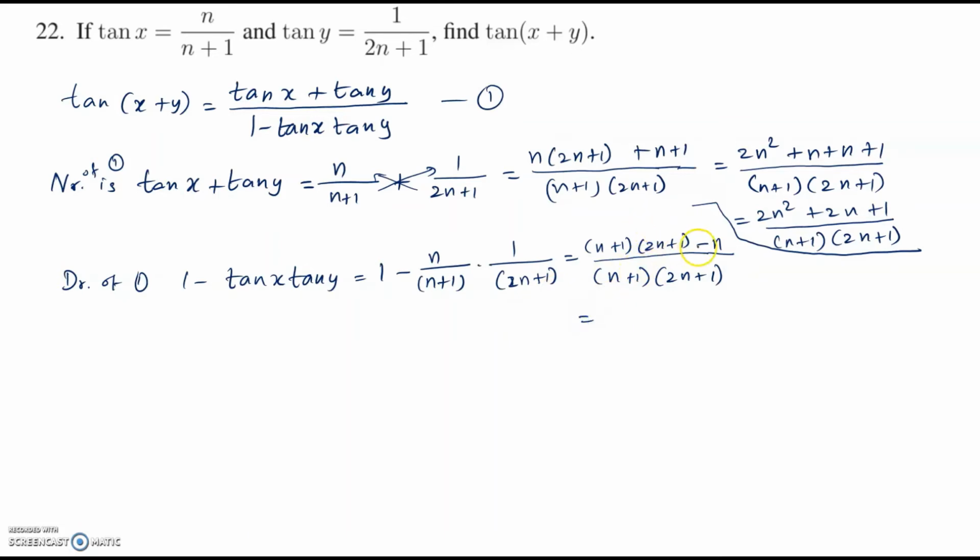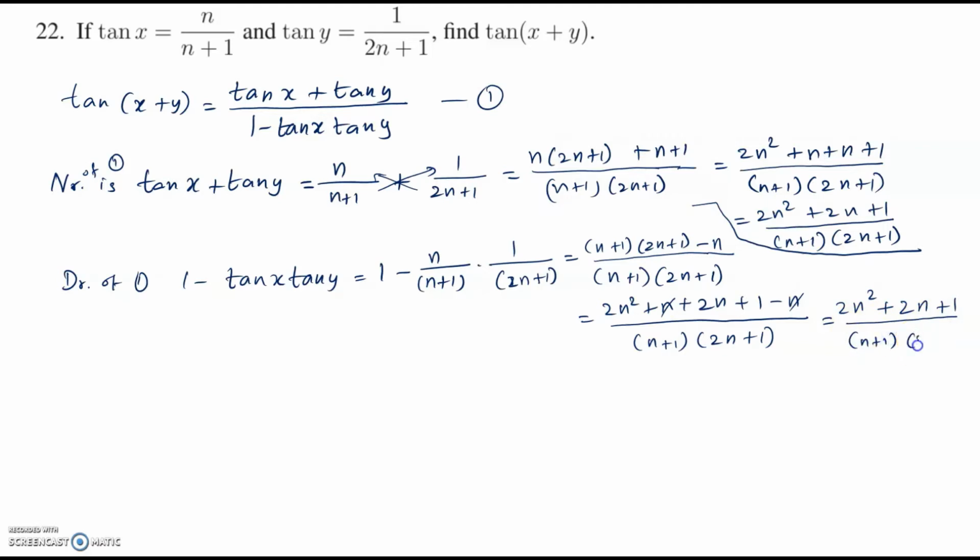So, further expanding the numerator, you get 2n squared plus n plus 2n plus 1 minus n divided by n plus 1 into 2n plus 1. So, this can be further simplified as 2n squared, plus, this n and n will get cancelled, so 2n plus 1 divided by n plus 1 into 2n plus 1. Now you can see that the numerator and the denominator are now equal.